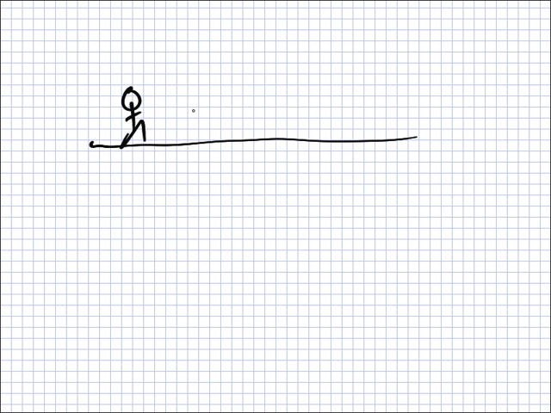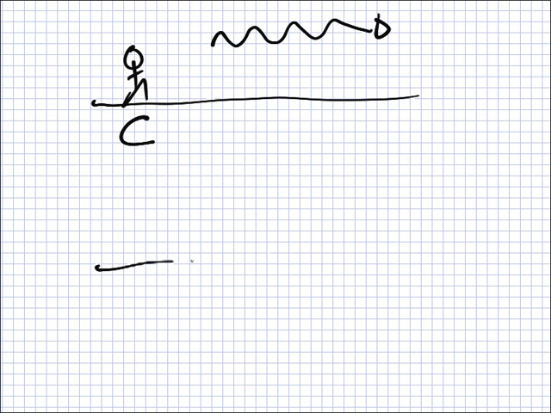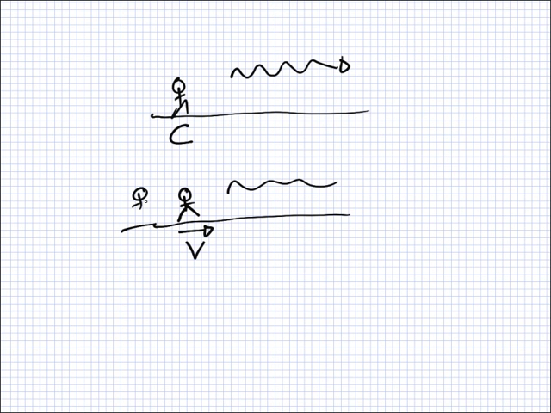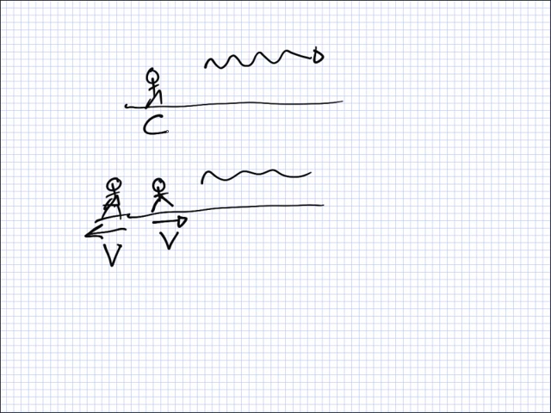Here, you're standing here, and you see a light wave, and you report its speed as c, whatever c is, 3 times 10 to the 8. Then you're here, moving this way with v, and you see the light wave. You have a friend here, moving the other way with v. Would this person say the speed of the light is c? No, what would it be? c minus v. And what would this person say? c plus v. Very good.